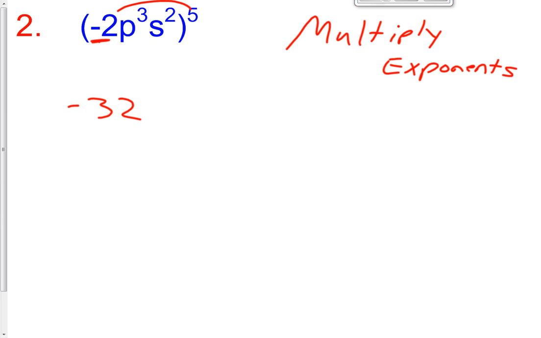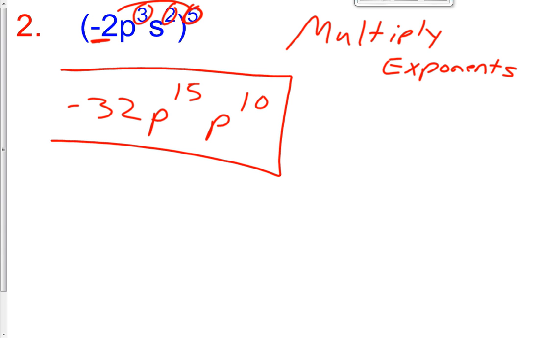And then we're actually going to multiply the exponents. So 3 times 5 is p to the 15th. 2 times 5 is p to the 10th. And there's our answer there. So when we multiply variables together, we add their exponents. When we have a power raised to a power, we multiply those exponents. So those two rules we got to make sure we have a good grasp on.